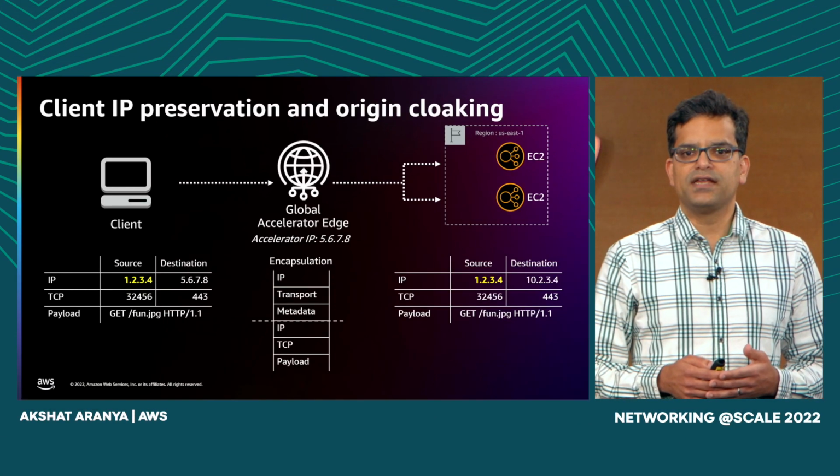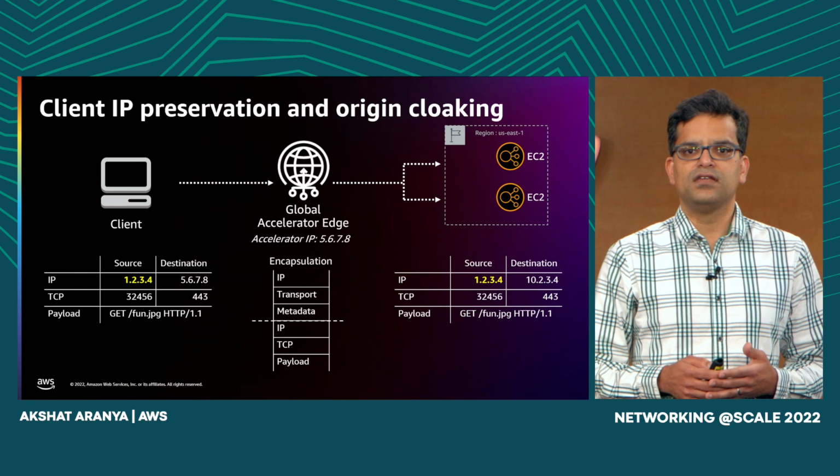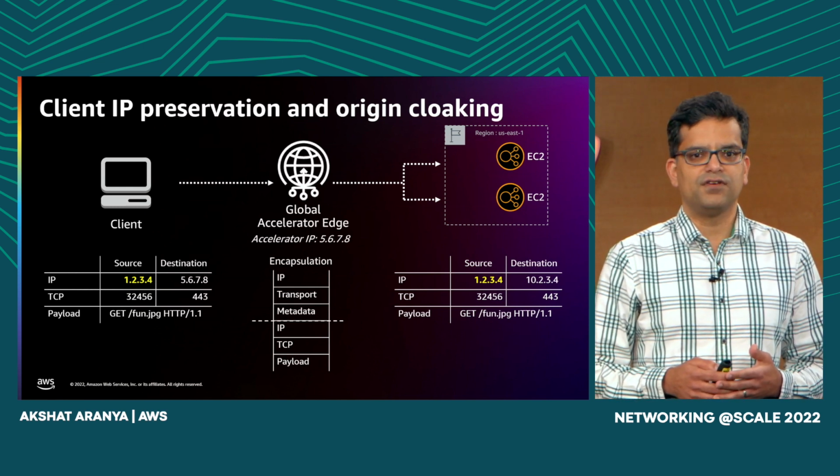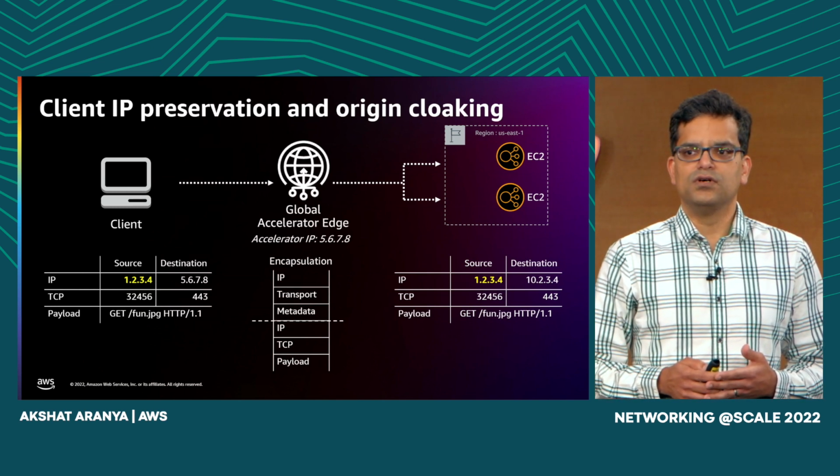We achieve this by encapsulating the original packet that is received from the client. The encapsulated packet has an outer envelope that contains enough information to tunnel traffic into the VPC and to route return traffic on the same path. Let's see how this actually works.